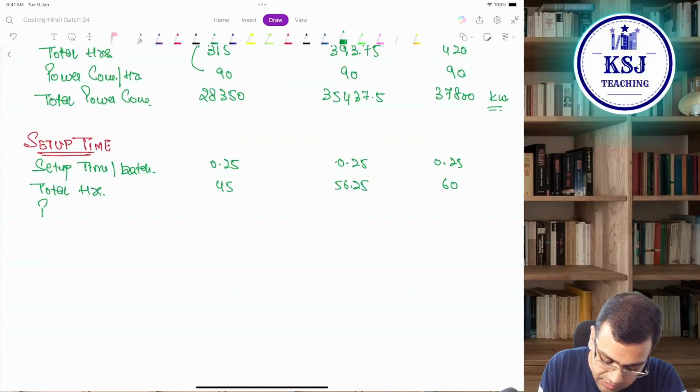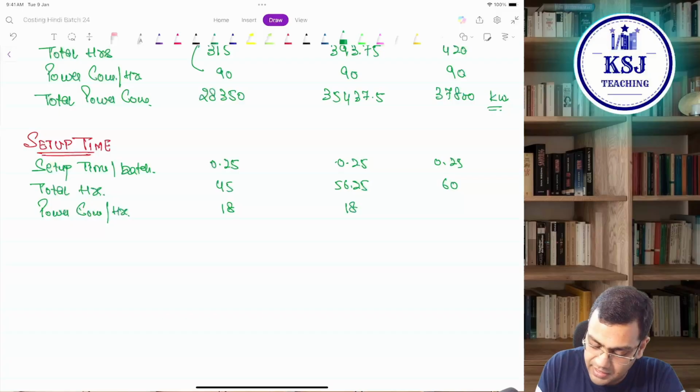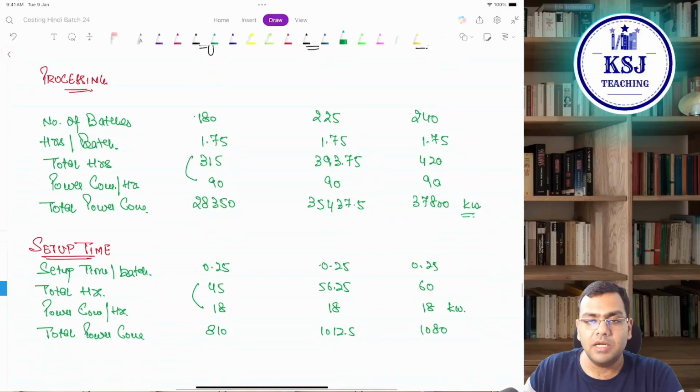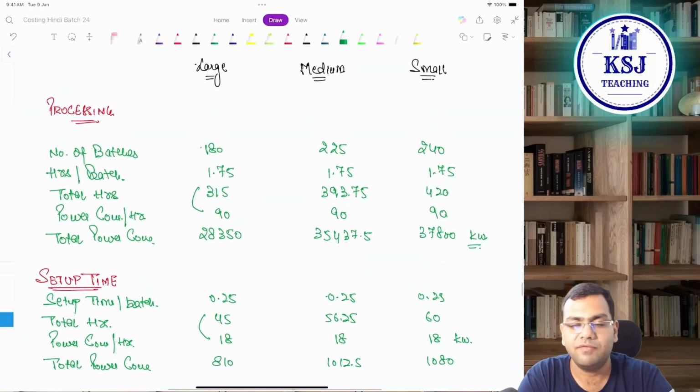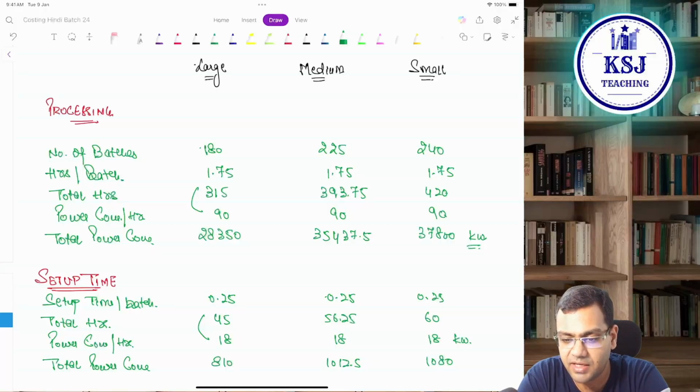So what is now the power consumption? Power consumption per hour, that is 20% of 90. 18 kilowatt. Right? So what will be the total power consumption? That is total hours multiplied by this. So 810, 1012.5 and 1080. Clear? The power consumption is to be calculated for processing time and for setup time separately. Very, very, very important. Right? Is this clear, everyone?